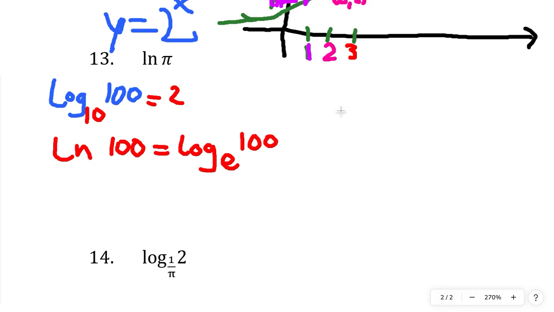Okay? So ln of pi is really log of pi base e. And if log of pi base e is what they want, we're going to use our graphical estimation skills to make an exponential curve with the e, and then make a horizontal line for the constant of pi. And wherever they meet, that is our solution. Let's try that.